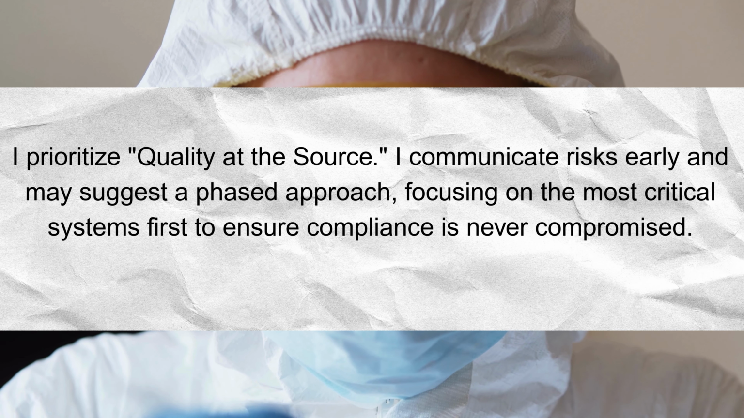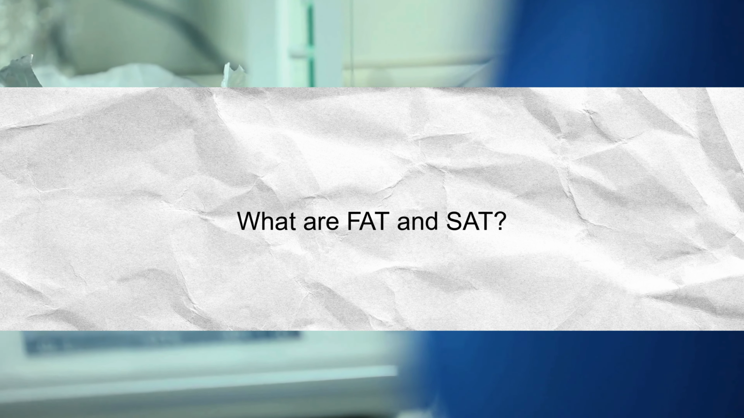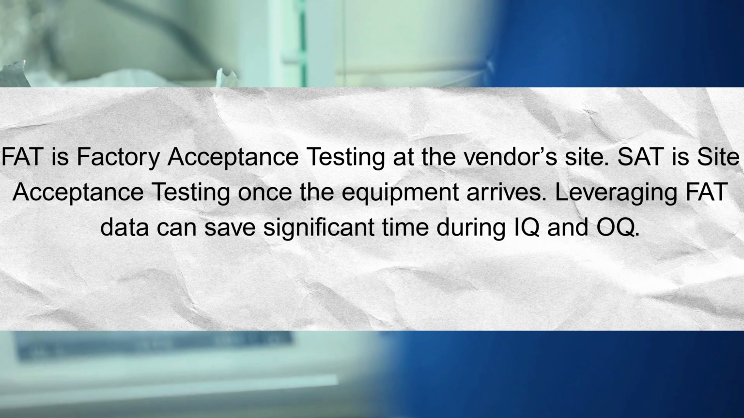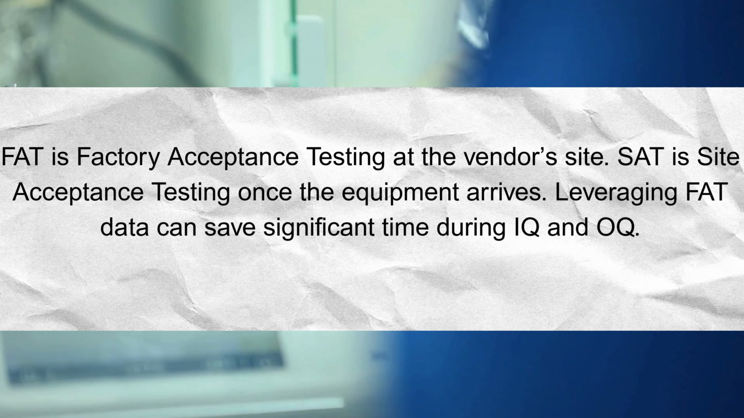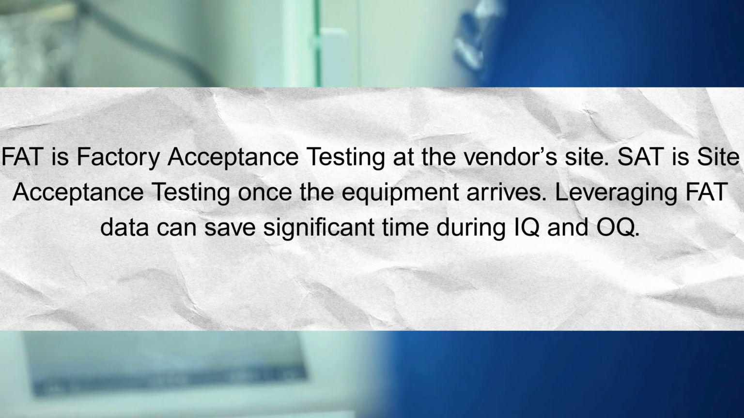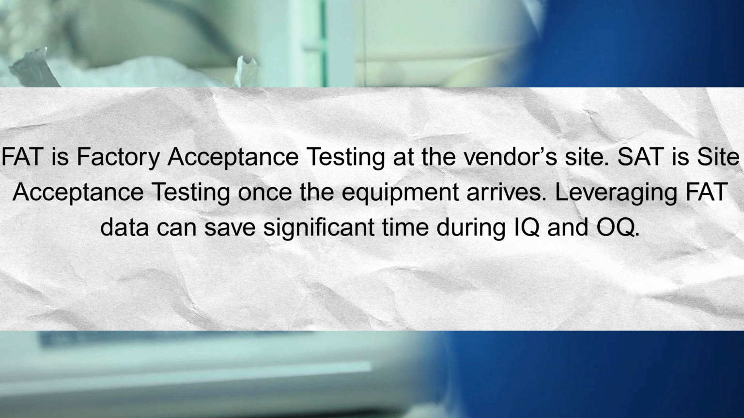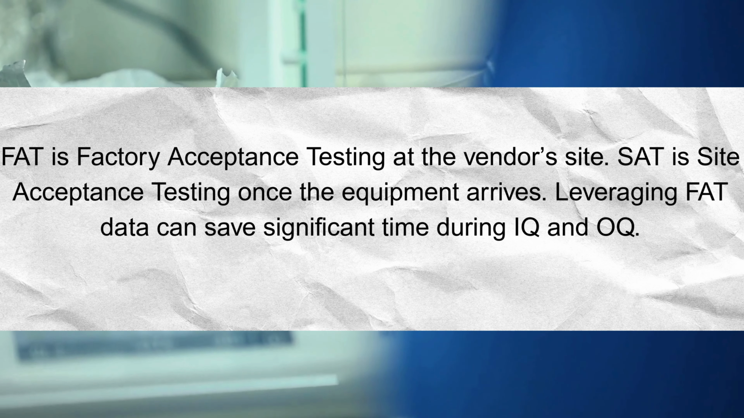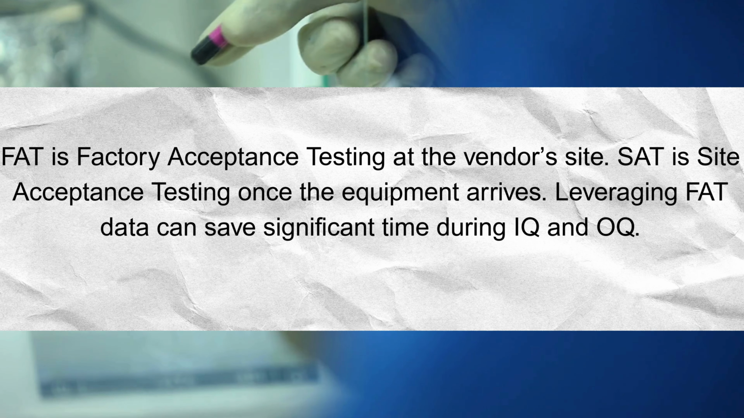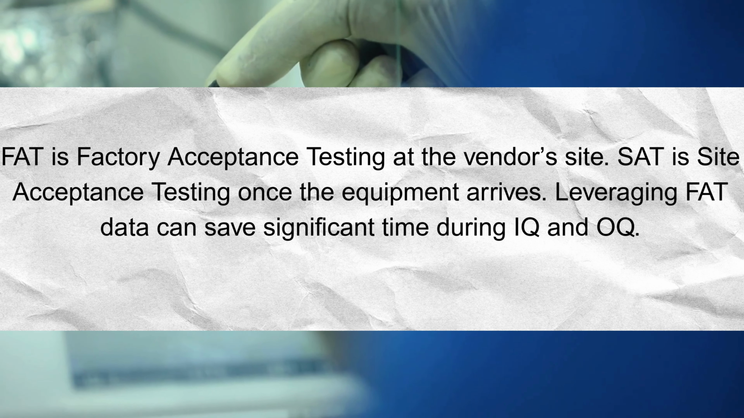Number 17. What are FAT and SAT? FAT, or factory acceptance testing, is performed at the vendor's facility before the equipment is shipped. This allows issues to be fixed early. SAT, or site acceptance testing, is performed at the client's site after delivery. A major trend in modern CQV is leveraging FAT data. If the testing was done correctly at the factory, we can use those results to reduce the amount of redundant testing required during the formal IQ and OQ phases.